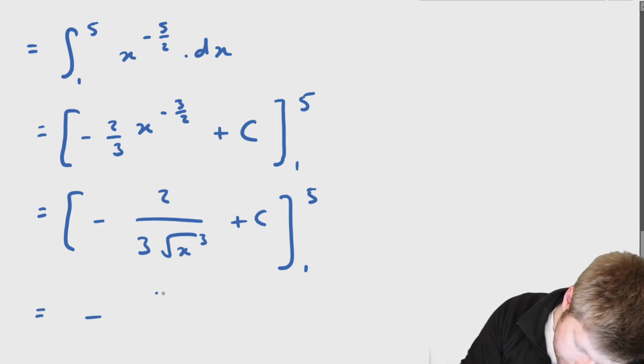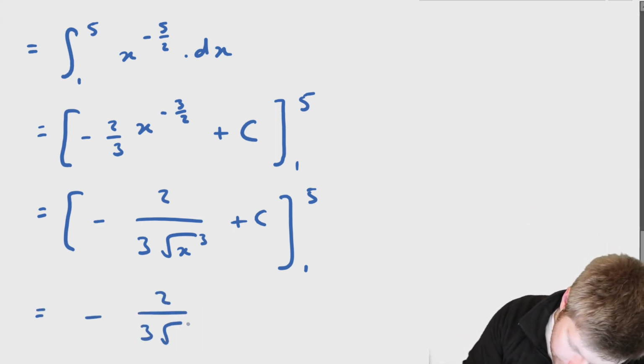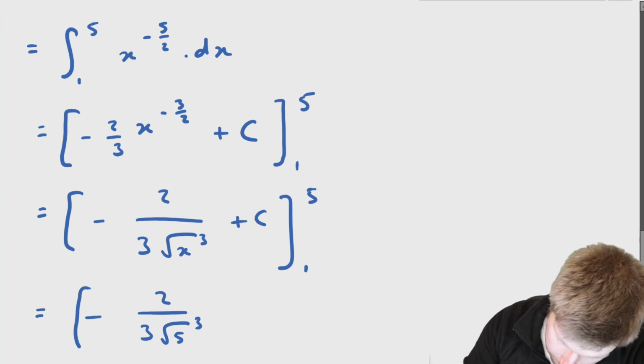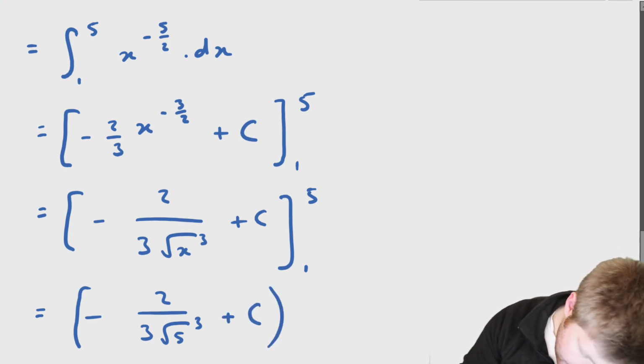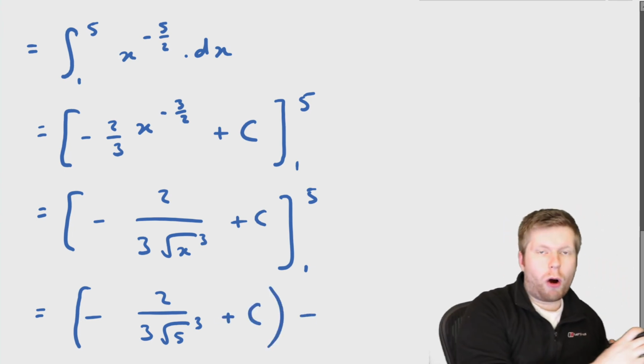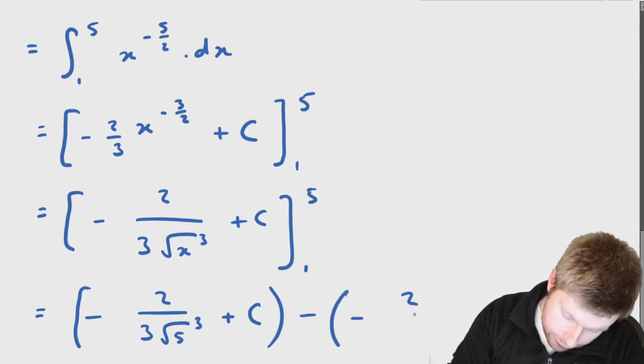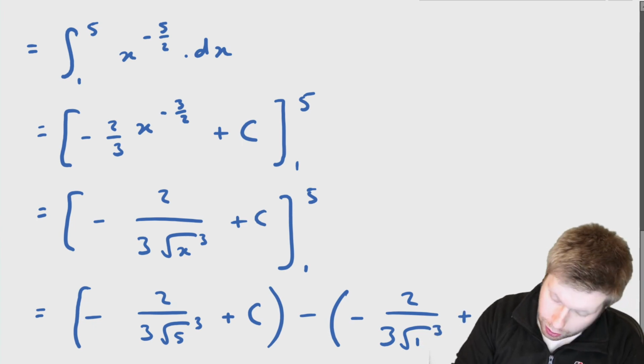So I get negative 2 over 3, and then if I stick 5 in, I get root 5 cubed. Okay, so that's my first thing. And of course plus c, don't forget my plus c in this case. And I'm going to take away the area all the way up to 1. So I'm basically just going to stick 1 in. So negative 2 over 3 root of 1 all cubed plus c.